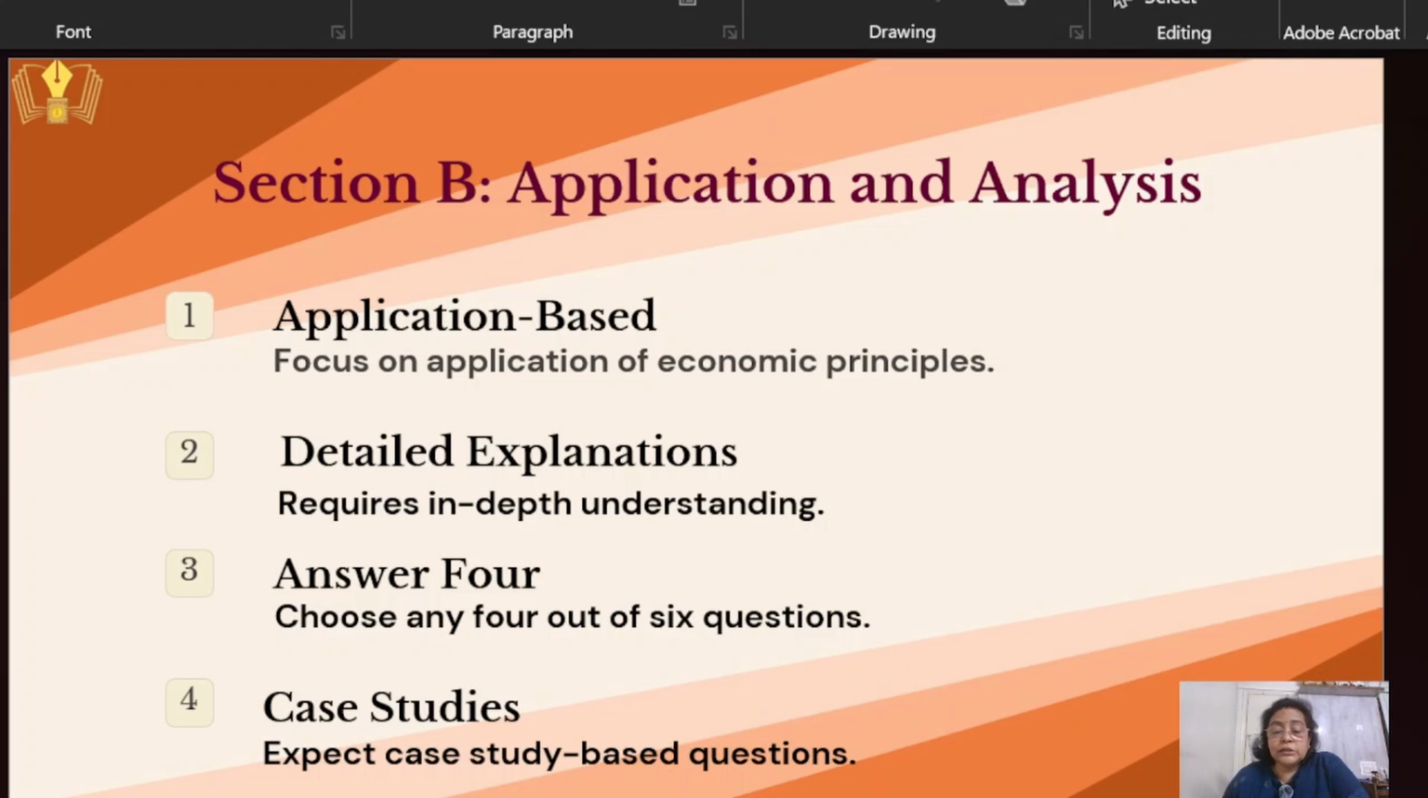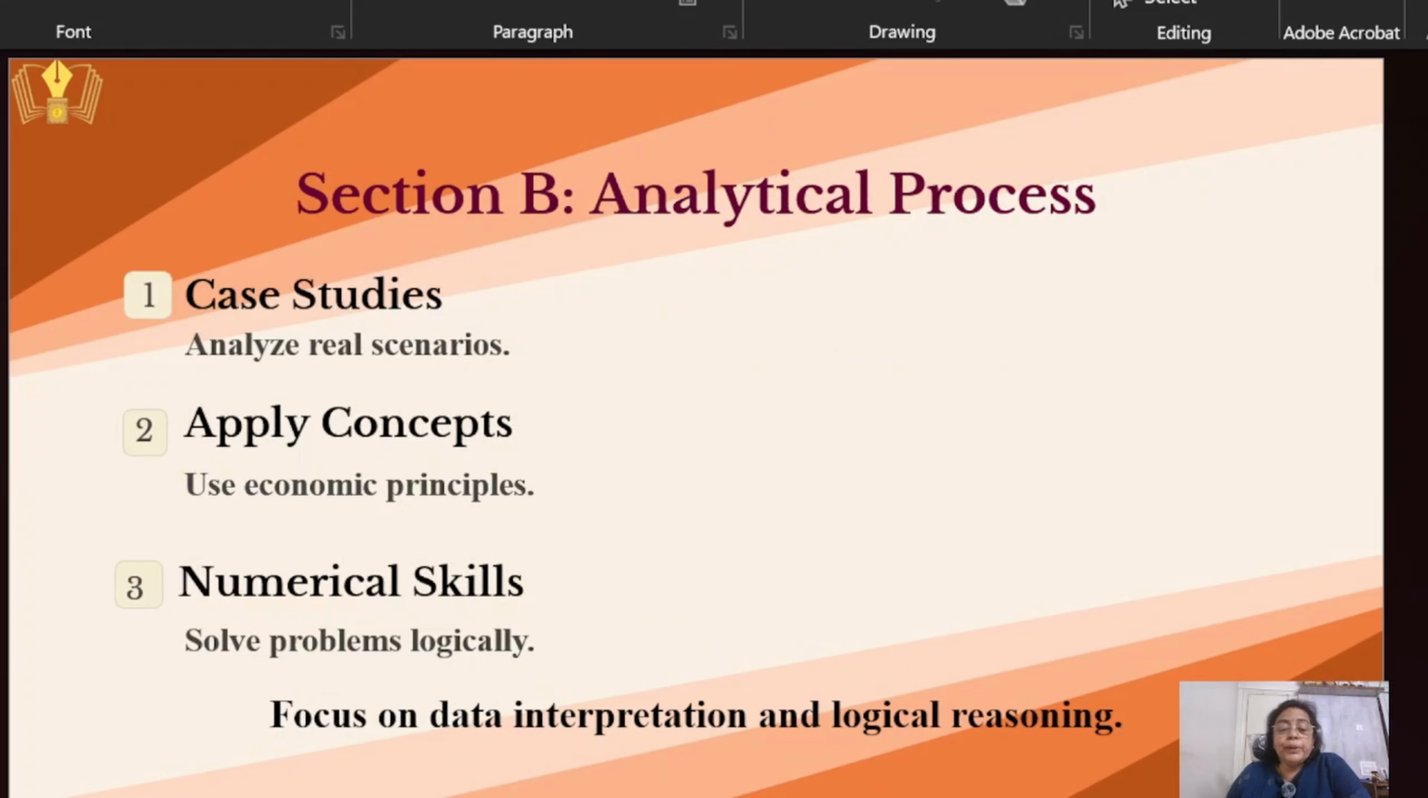And case studies, expect case study based questions, children. It can be in section A as well as in section B. You are going to get case study based questions. In section B, analytical process, a case study analyzes real scenarios.